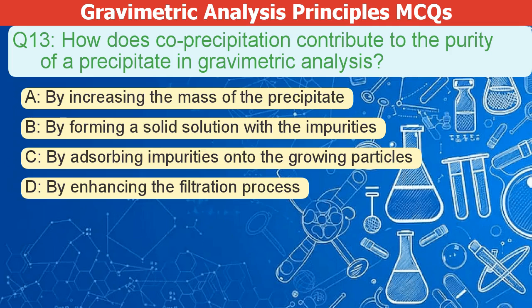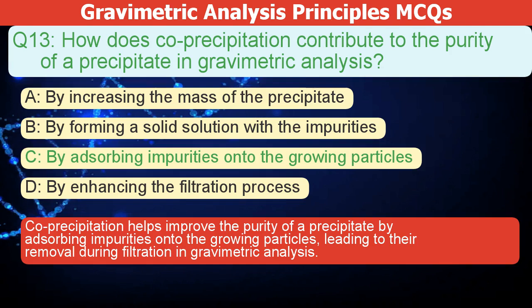How does co-precipitation contribute to the purity of a precipitate in gravimetric analysis? A. By increasing the mass of the precipitate. B. By forming a solid solution with the impurities. C. By adsorbing impurities onto the growing particles. D. By enhancing the filtration process.